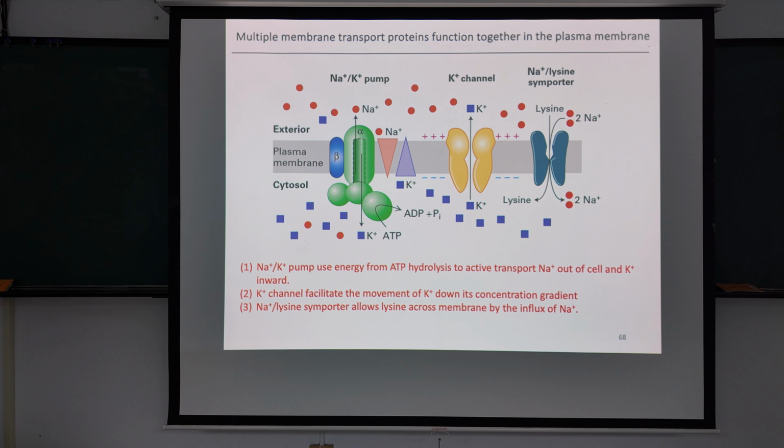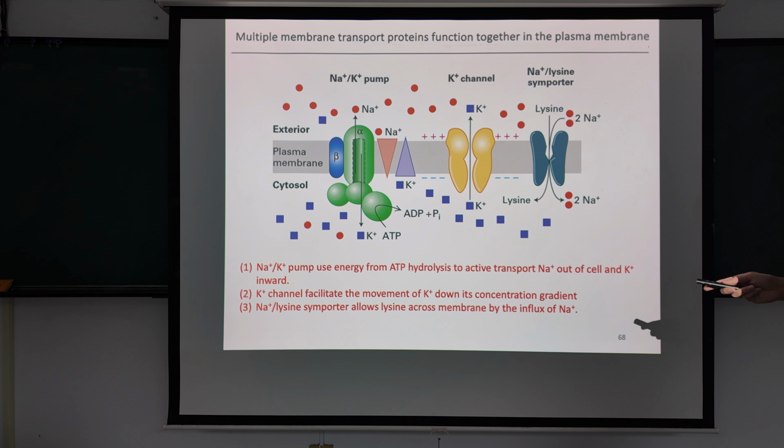Okay, so multiple channel and membrane proteins actually work together because they share the same electrochemical gradient. For example, this is a sodium-potassium pump, an ATP-powered pump. They use ATP hydrolysis as energy to transport a lot of sodium to the extracellular space and a lot of potassium to the cytosol.